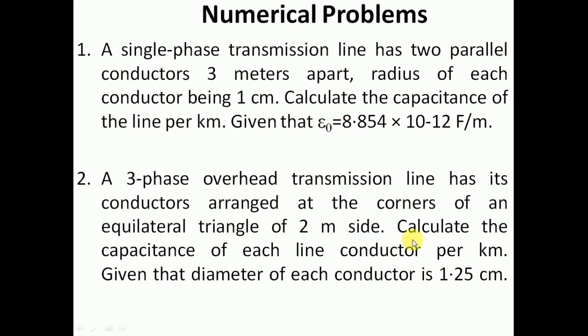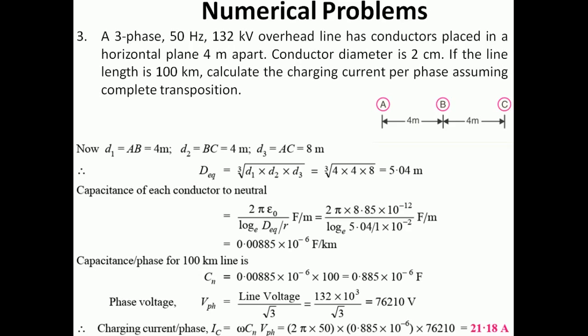Here you are asked to calculate the capacitance of each line conductor per kilometer, that is you have to find the value of CA. It's actually a problem based on symmetrical spacing, so you can easily find the value of capacitance by using the relation 2 pi epsilon 0 by natural log of d by r. Now moving to the third problem. This is a case of unsymmetrical spacing, so you have to use the relation 2 pi epsilon 0 by natural log of cube root of d1 d2 d3 by r. You have to find the value of cube root of d1 d2 d3. All these parameters are given, and then you have to make that substitution here, and then you will be able to get the value of CA.